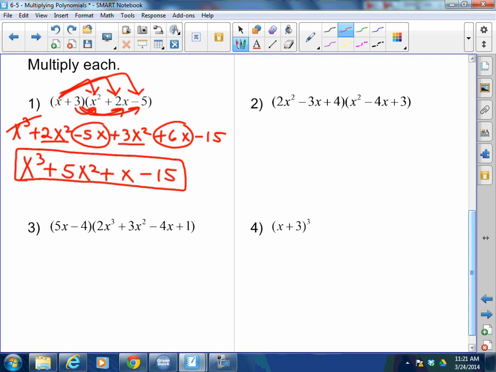Okay, this one's going to be very long, but it is what it is. 2x squared times x squared is 2x to the fourth. Very good. 2x squared times negative 4x, negative x cubed. 2x squared times 3, 6x squared. Negative 3x times x squared.